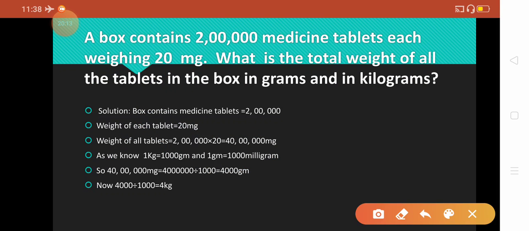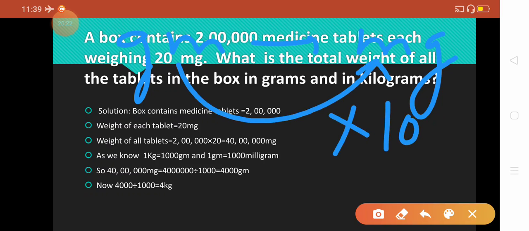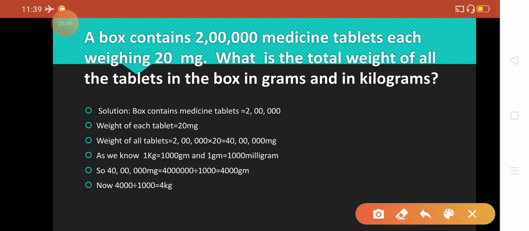What does it mean? If you have gram and milligram, so if you have to go to milligram, you have to multiply by 1000, because 1 gram is equal to 1000 milligram. But what happens if you have to convert milligram into gram? You have to divide by 1000. Whatever the value is given, you have to divide it by 1000. So here we have this value, 40 lakh milligram. So to convert it into gram, we have to divide it by 1000.